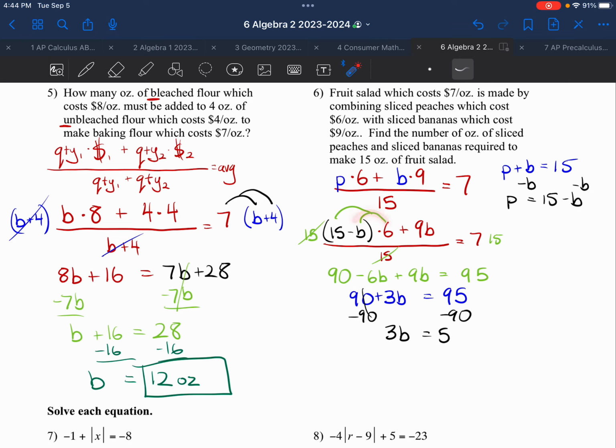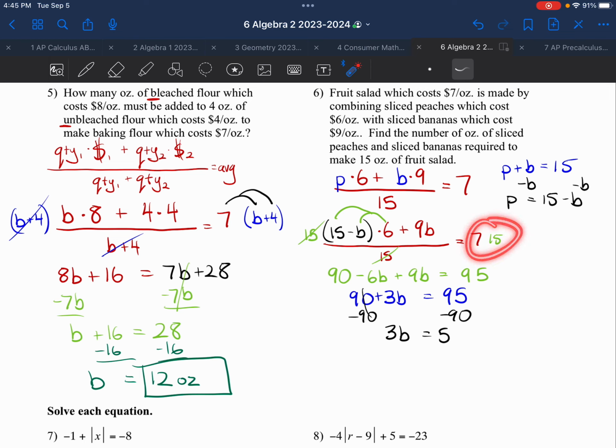6 times 15, I did that kind of fast. Maybe that was a mistake. Well, 6 times 15 is the same thing as 15 times 2 and then times 3. So times 2 times 3 is the same thing as 6. So 15 times 2 is 30. 30 times 3 is 90. Oh, okay, I got 90 there. 6 times negative b is negative 6b. There's a 9b right there. So I get a 3b right there.